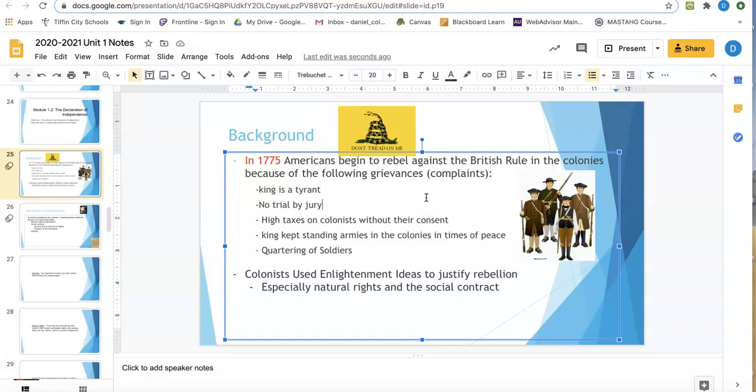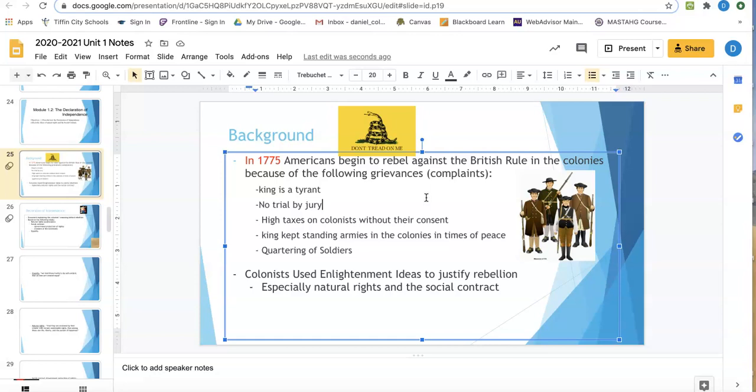They argued the king was a tyrant for the following reasons. Number one, not having a trial by jury. This was in violation of even English documents at the time, that trial by jury rights were not being respected. Probably the biggest one, the one that we famously know of, is the high taxation on the colonists. Now, this was to pay for the French and Indian War, which was a very expensive war that the British fought against the French in the colonies.